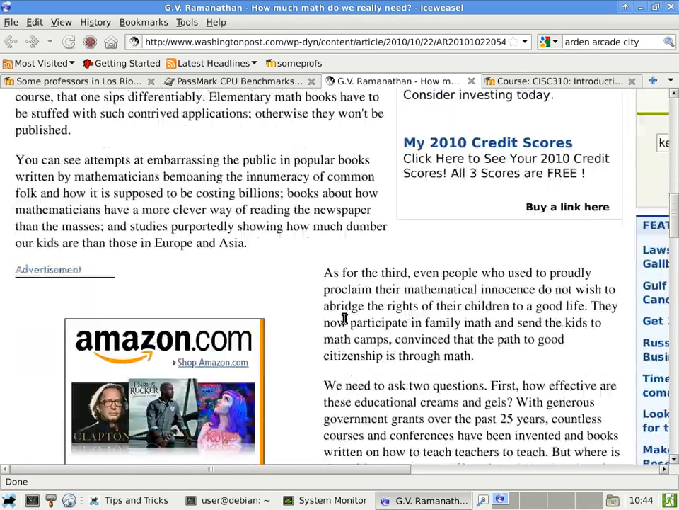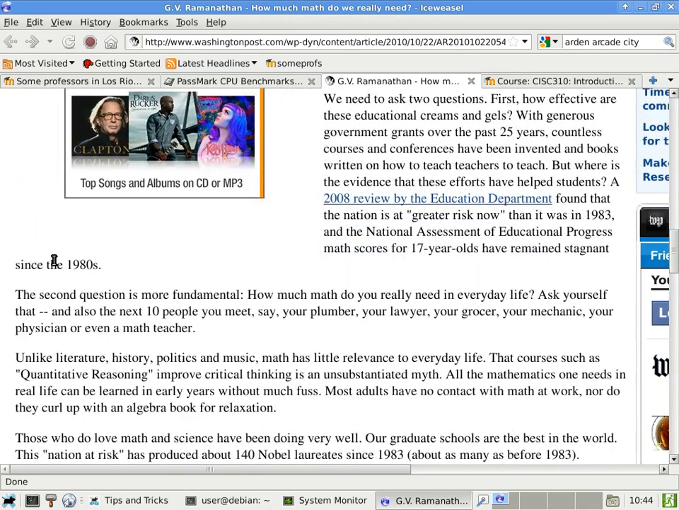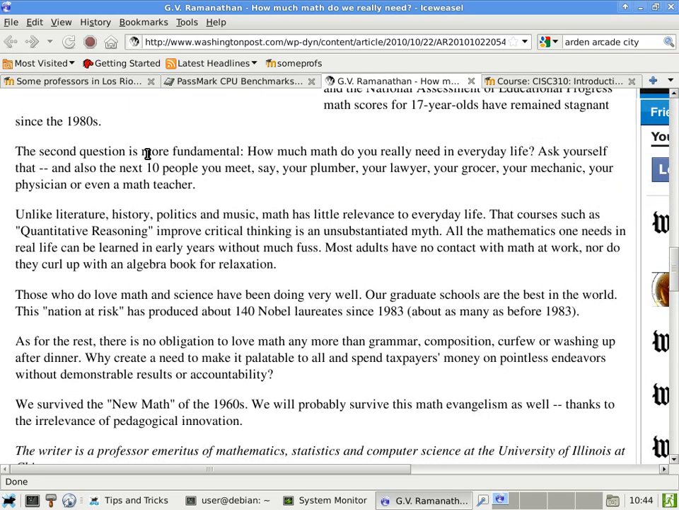So I'll just skip a lot of the boring stuff and skip to the other part here. The second question is more fundamental. How much math do you really need in everyday life? Ask yourself that, and also the next 10 people you meet, say your students and your colleagues, because in my case, now it's interesting he mentions mechanics, so I'll have something to say about that later. Unlike literature, history, politics, and music, math has little relevance to everyday life.